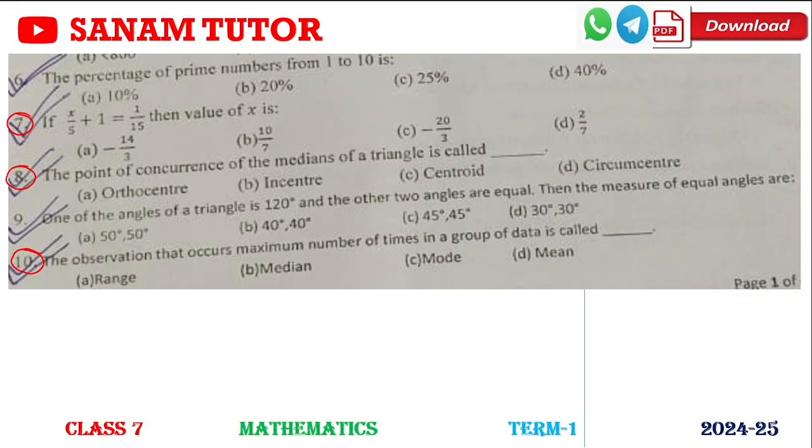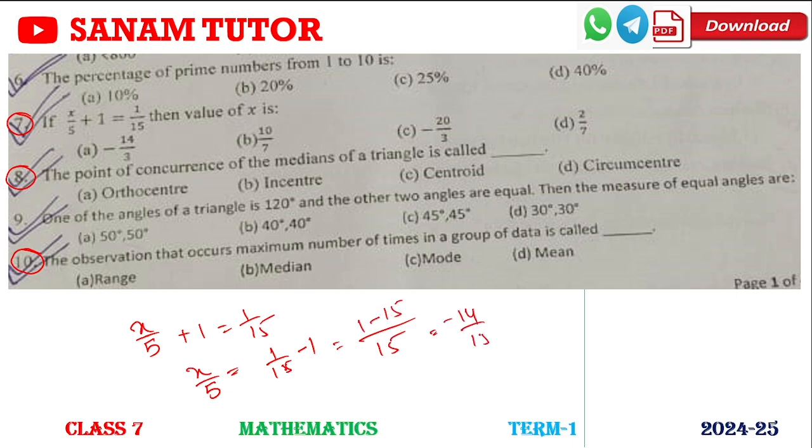Next question: if x by 5 plus 1 equals 1 by 15. These questions also repeat. So x by 5 equals 1 by 15 minus 1. Take LCM 15: 1 minus 15 is minus 14 by 15. So x by 5 equals minus 14 by 15. Here 5 is division, so it will be multiplied. 5 times, cancel by 5 with 15, gives 3: minus 14 by 3. The answer is minus 14 by 3.